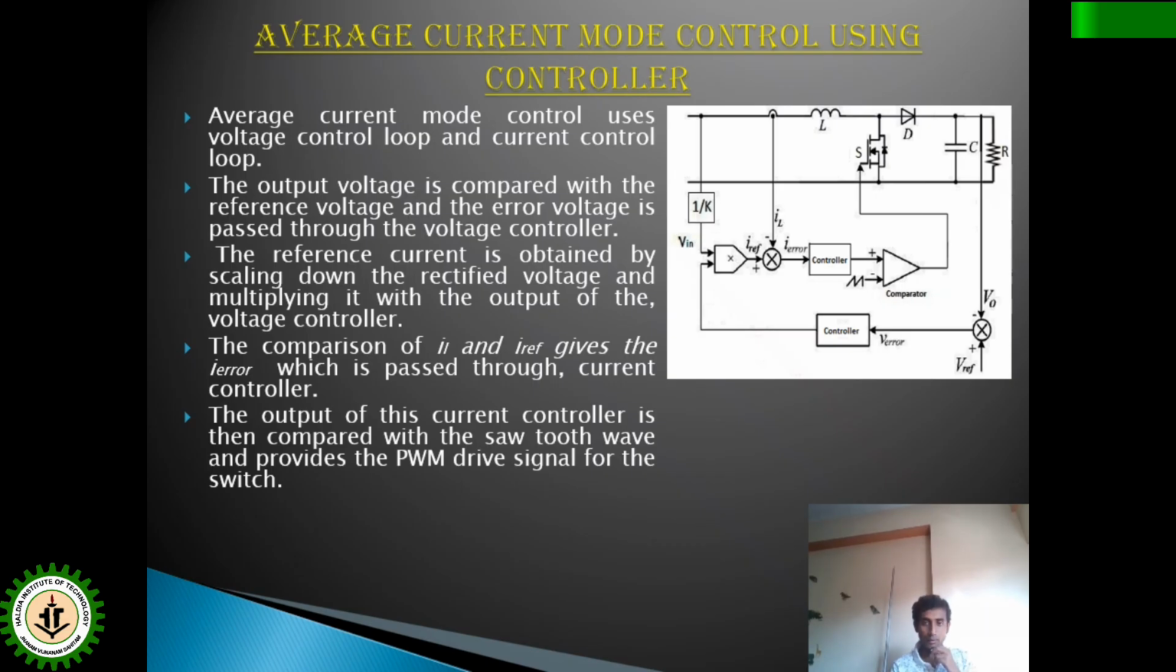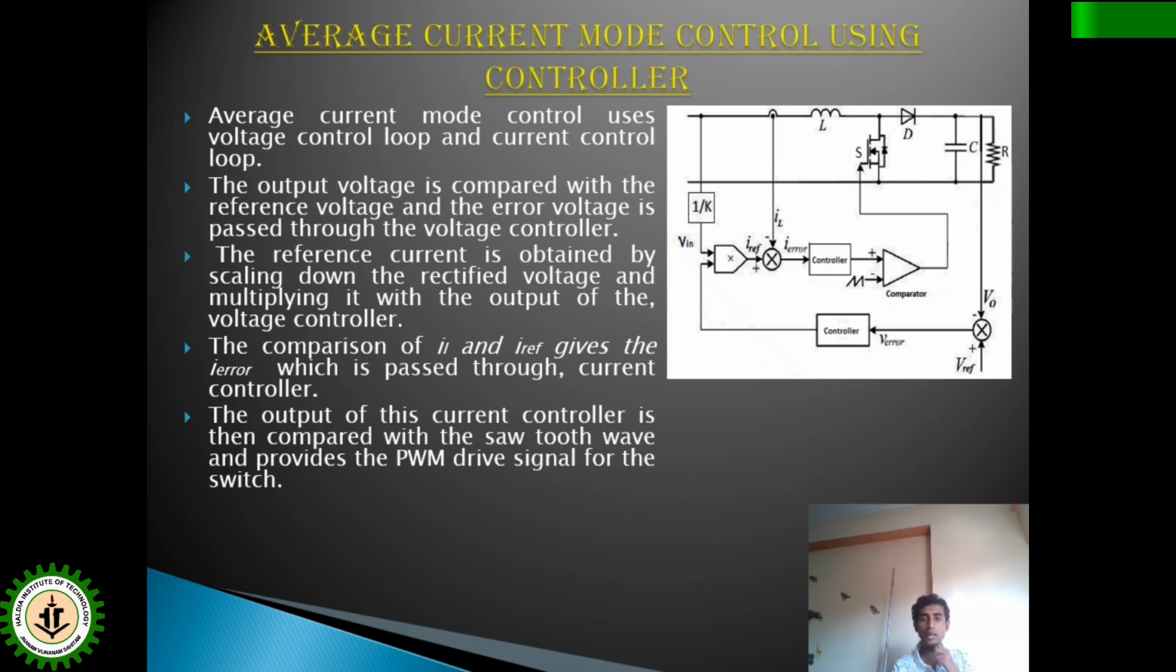That controller will generate an actuating signal. That signal will be multiplied by Vin by K. What is Vin? Vin is the rectified DC voltage, as discussed in the previous figures. The rectified, pulsating DC voltage will be divided by a factor K, so that the current reference, which will also be in the form of a rectified sinusoid, is generated. In that form the current reference will be generated.